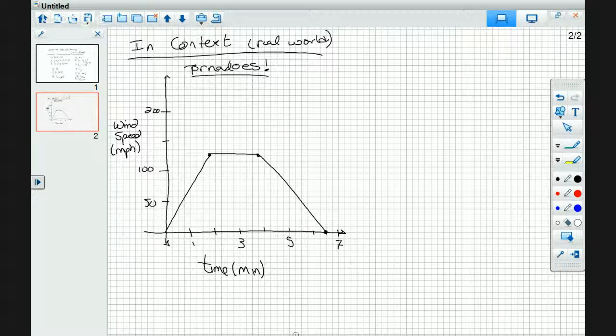What is the domain of this graph? So what possible x values do we have? 1 through like 6. I start at 0. 0 through 6.5. Okay, so let's write that out. Set of x values where 0 is less than or equal to x, less than or equal to 6.5. So x is between 0 and 6.5.